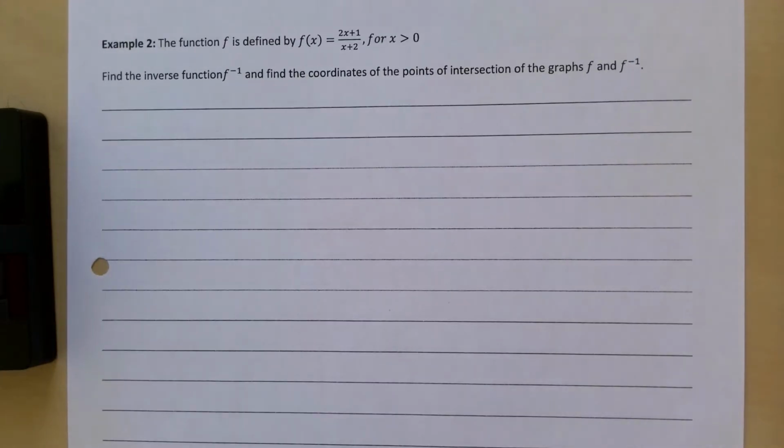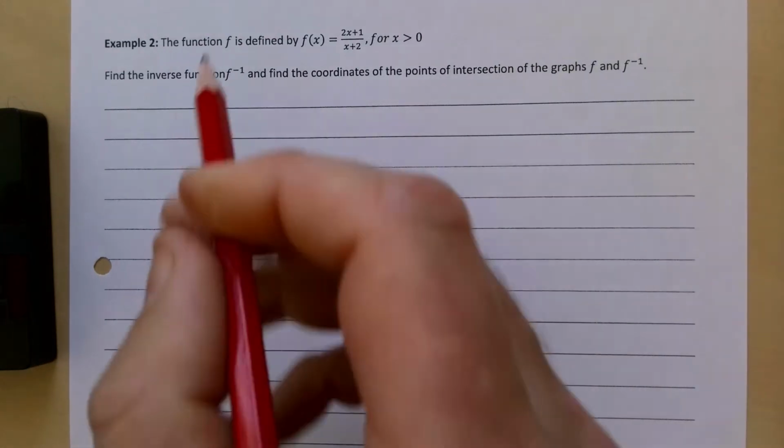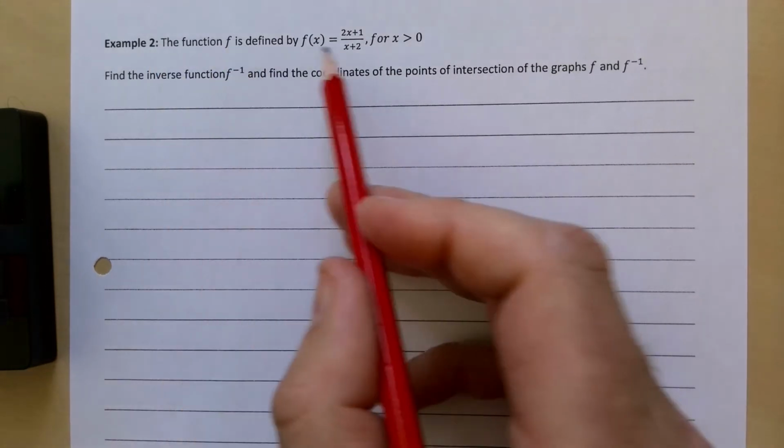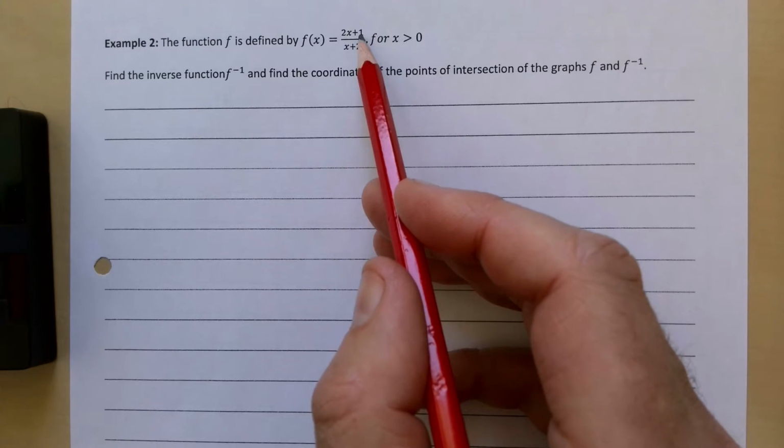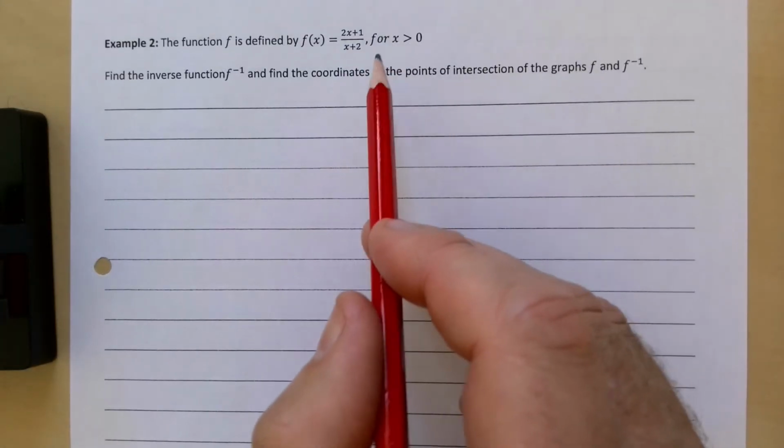So this is A2Pure notes, and we are in Unit 5, and we're looking at functions. This is our final example then, so it's example 2. It's a slightly more complicated looking function. The function f is defined by f of x equals (2x plus 1) over (x plus 2), for x greater than or equal to 0.